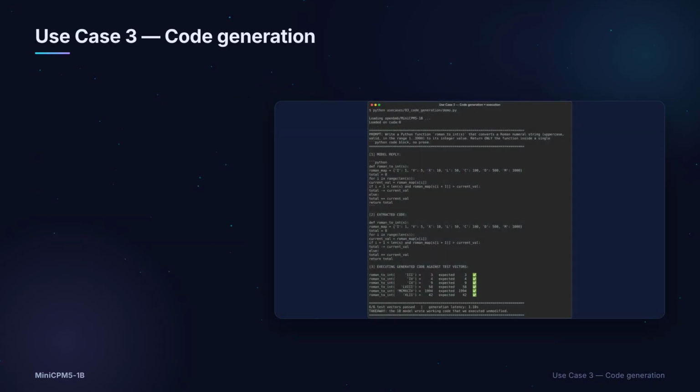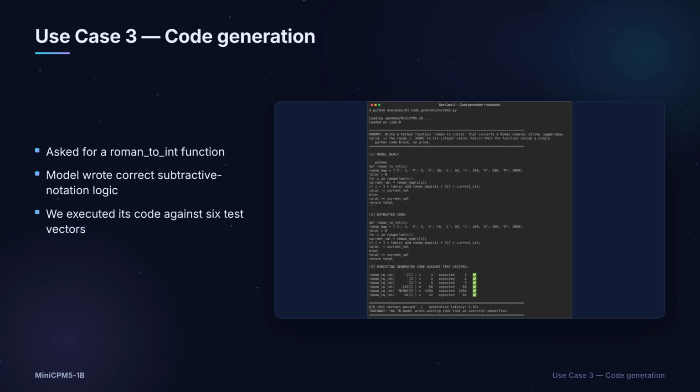Use case 3 tests code generation, and we hold it to a high bar. We don't just look at the code, we run it. We ask the model to write a function that converts a Roman numeral to an integer. It produces a correct implementation that properly handles subtractive notation, like 4 and 9. We then extract that code, execute it untouched in a fresh namespace, and run it against 6 test vectors ranging from 3 up to 1994. The model's own code passes all 6 in just over a second. A 1 billion parameter model wrote working, tested code on the first try.